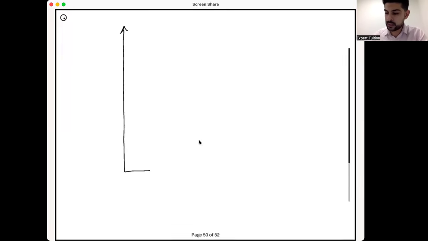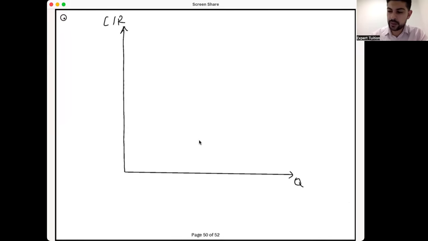So let's do our systematic approach as always. We've got quantity over here, cost/revenue over here. Right, step one, as you should know, is marginal cost, MC.